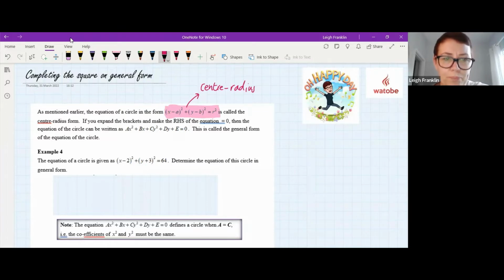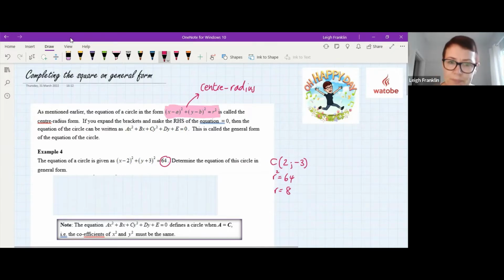For example, in example number 4, if we were given the equation of a circle, x minus 2 squared plus y plus 3 squared equals 64, we could say the coordinates of the center are positive 2 and negative 3 for the y coordinate. This value over here is r squared. So if r squared is 64, the length of the radius is 8 in this case.